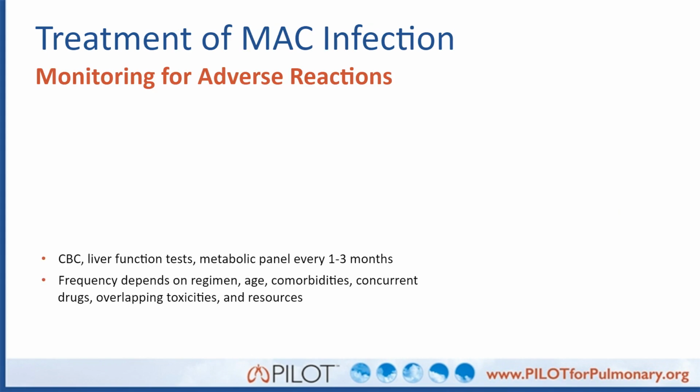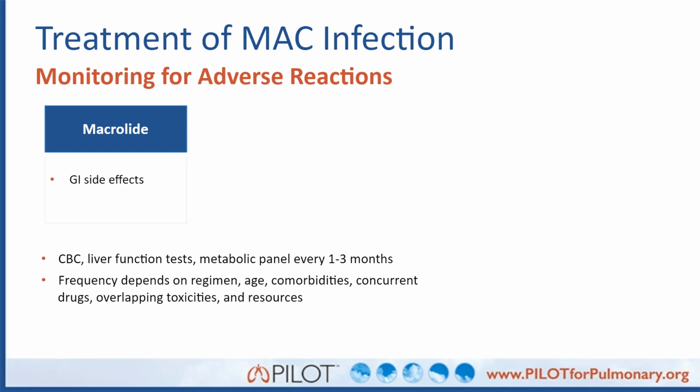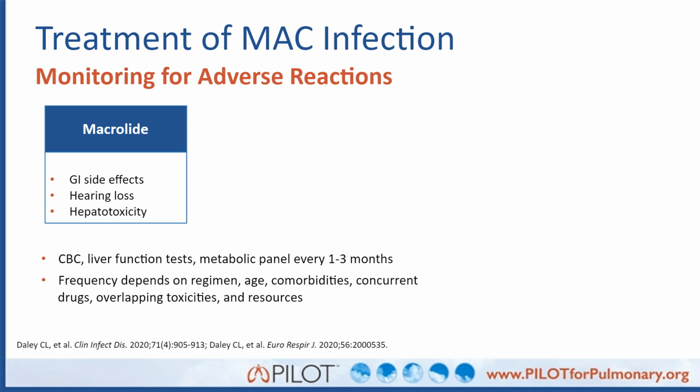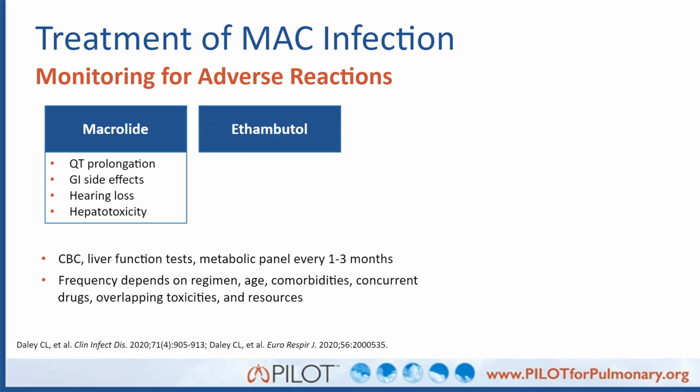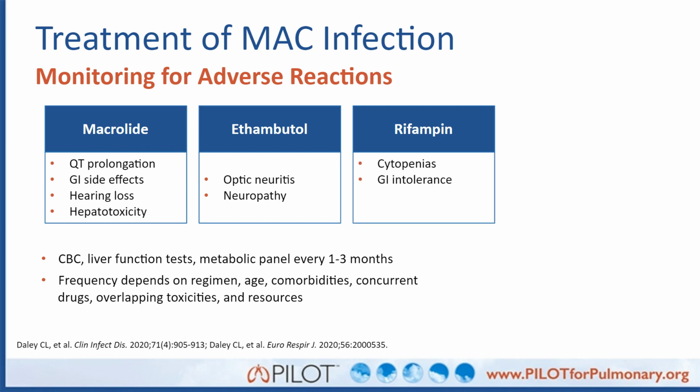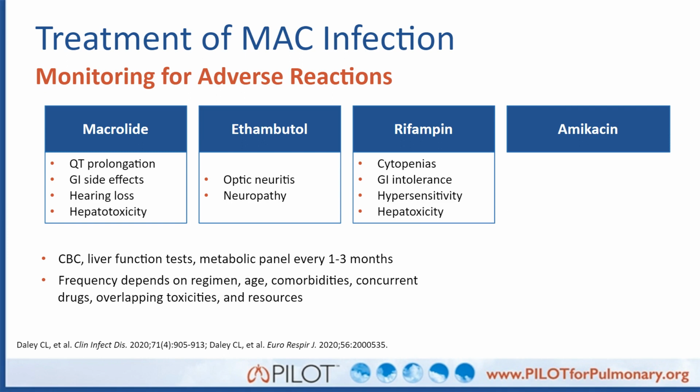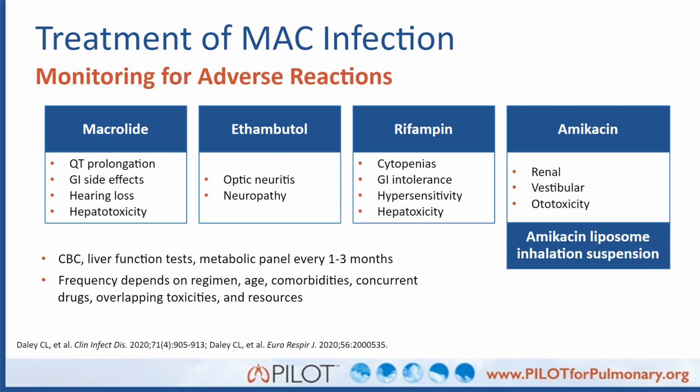Now, we mentioned some side effects to monitor for. So for macrolides, there are GI side effects, hearing loss, hepatotoxicity. We do monitor audiograms on it and blood work to monitor for side effects. Occasionally, we do get EKGs to monitor for QT prolongation, especially if they're on other QT prolonging agents. With ethambutol, we do monitor for any sort of optic neuritis or potential neuropathies. With rifampin, cytopenias, GI intolerance, hepatotoxicity; amikacin, as we discussed, renal issues, ototoxicity; and with ALIS specifically, cough, shortness of breath, commonly dysphonia may develop, and we do recommend potentially holding treatment and restarting after symptoms subside, and most side effects do subside after the first month of treatment.